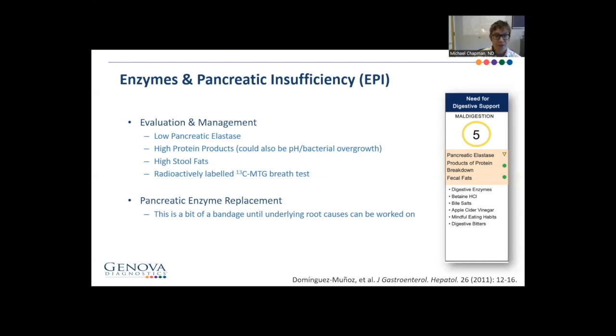Pancreatic enzyme replacement is certainly indicated when somebody has low pancreatic elastase levels and pancreatic insufficiency. You want to make sure the patient is getting as much nutrition out of the food that they're eating and they're not having maldigestion. So keep in mind, it's a bit of a band-aid, right? It's not exactly fixing the root cause that created the pancreatic insufficiency. It's helping them in the meantime, while hopefully you are getting to that root cause.